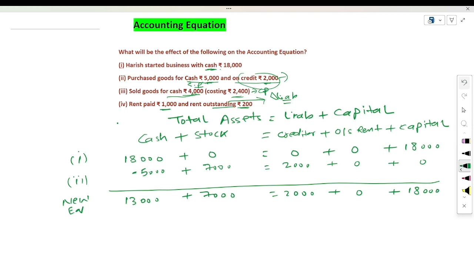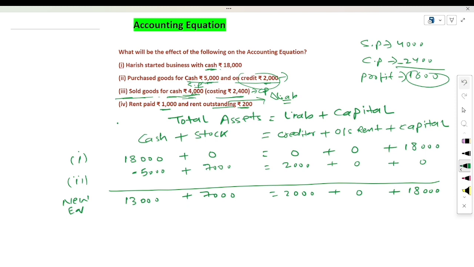Now the third transaction is sold goods for cash. How much? 4,000. This is the selling price. How much? 4,000. And the cost price of goods is 2,400. It means you are getting profit. How much profit are you getting? 4,000 minus 2,400. It means 1,600 here is profit.